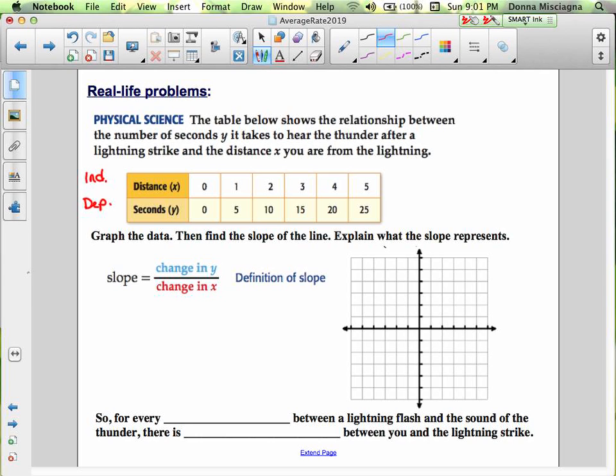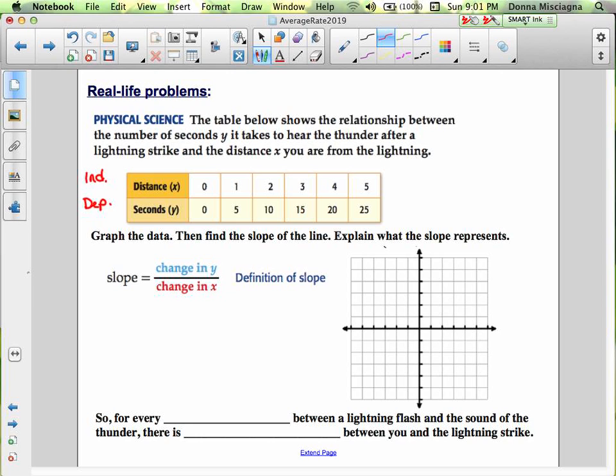So here's one of the times where time is the dependent variable. And that's because we're looking at how long something takes. And how long something takes, in this case, how long it takes to hear the thunder, depends on how far away the lightning is. Right? So the time it takes to hear the thunder is a function of how far you are away from the lightning. All right, so now let's graph the data.